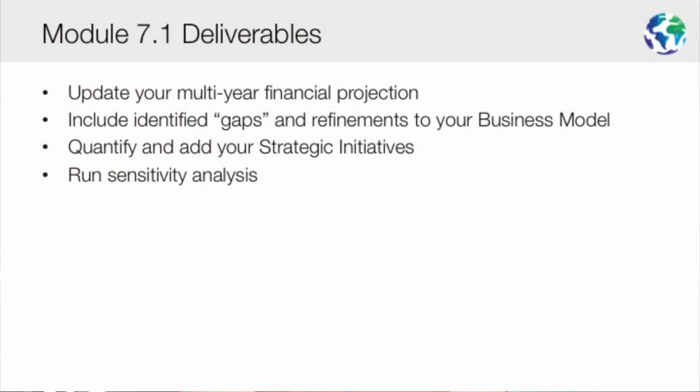So that's it for 7.1. The deliverables for this one are, one, let's update your multi-year financial plan. Make sure that you've identified any gaps that you and your mentors have talked about and any refinements to your business model. Quantify and add your strategic relationship, and then see if there are ways of running some sensitivity analysis to make sure that the amount of cash that you're looking for and the sensitivity don't provoke scenarios that are really detrimental to your organization.